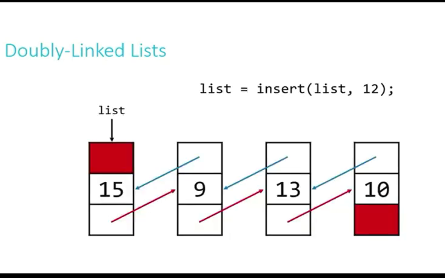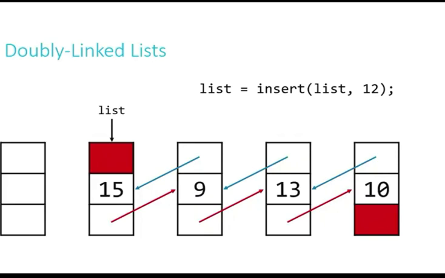So here's a list. We want to insert 12 into this list. Notice that the diagram is slightly different, right? Each node contains three fields: data, a next pointer in red, and a previous pointer in blue. Nothing comes before the 15 node, so its previous pointer is null. It's the beginning of the list. There's nothing before it. And nothing comes after the 10 node, and so its next pointer is null as well.